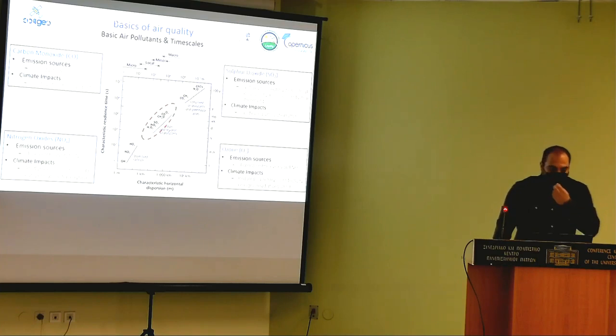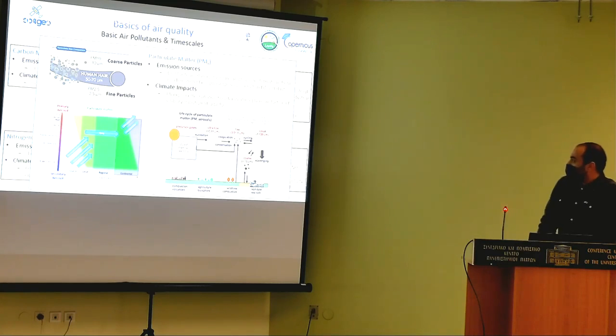Then we move to sulfur dioxide. The emission sources are both natural and man-made. The natural include volcanoes, but the man-made include combustion and industrial processing. They form acid rain and also air particulates. Tropospheric ozone is a secondary air pollutant. It is formed from VOCs and NOx, that is, volatile organic compounds and nitrogen oxides. And the basic climate impact is that it changes the radiative budget in the atmosphere.